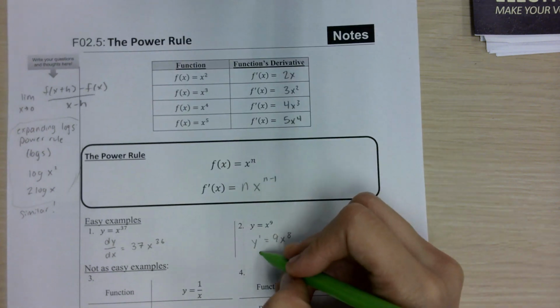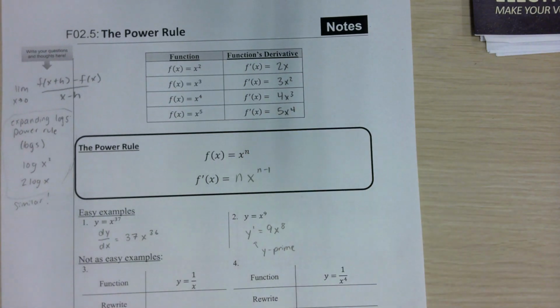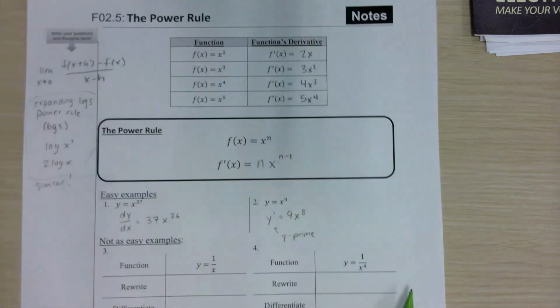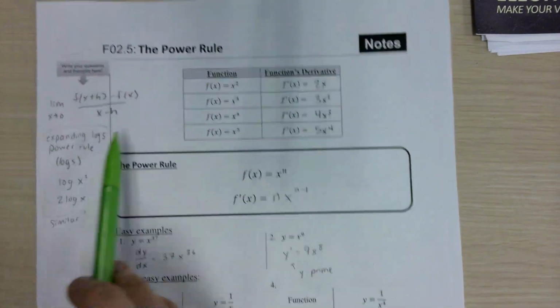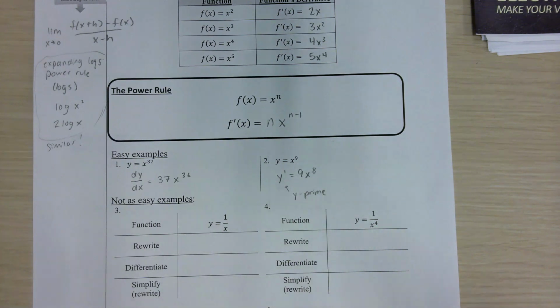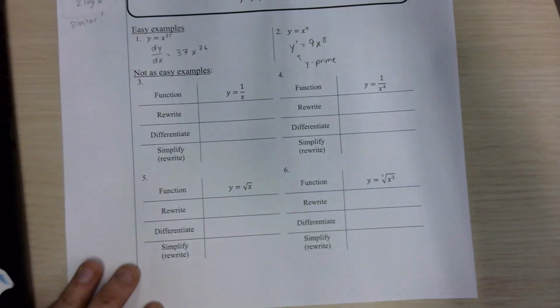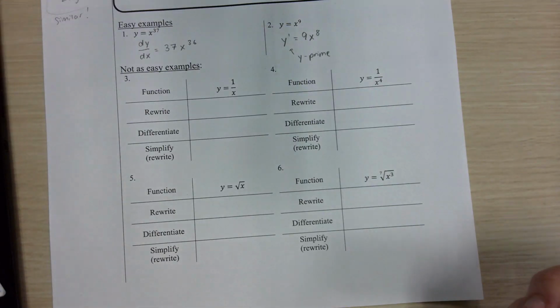This is pronounced y prime. If you're trying to read it aloud to someone, it's called y prime. And this one you could just say dy dx. They mean the same thing. They both mean the derivative. So instead of using this complicated equation up here, we're just going to do the power rule, and it's much quicker. Okay, let's look at some examples that are not as easy, but hopefully you get the gist.